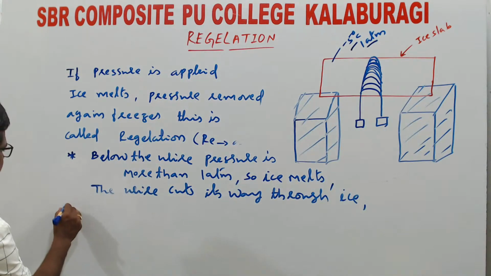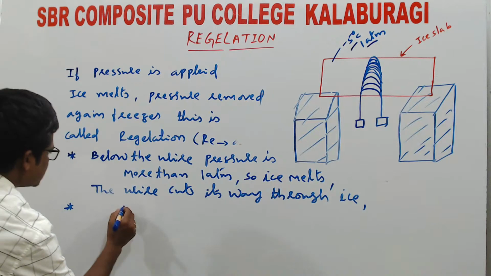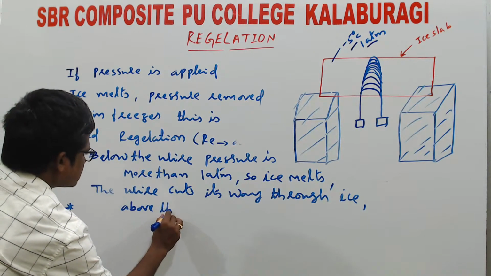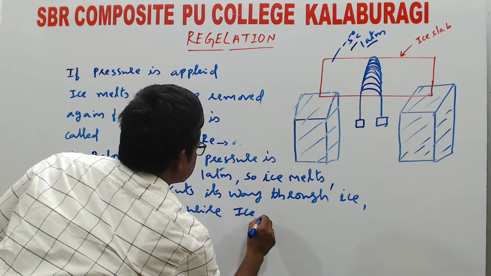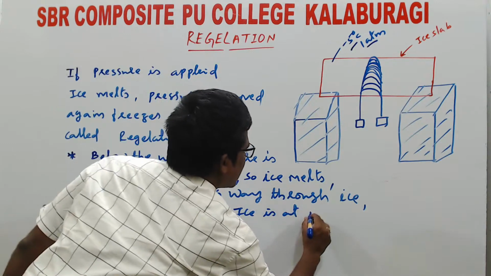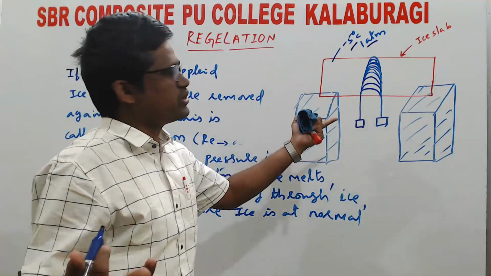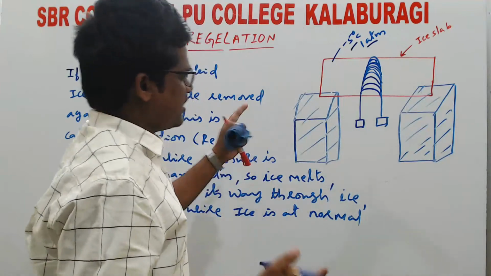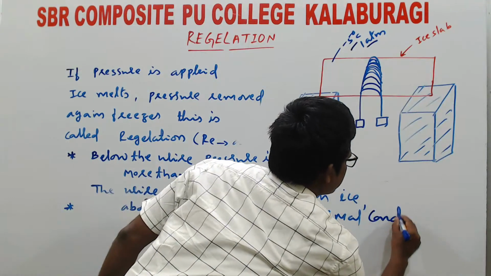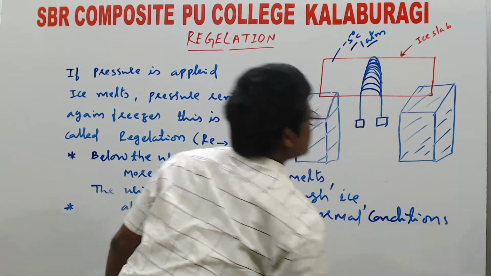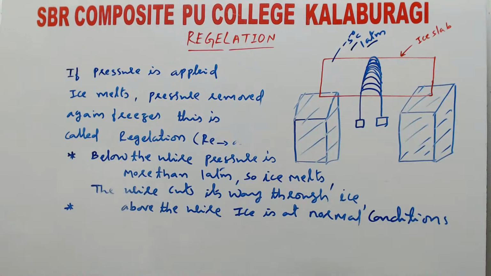Above the wire, ice is at normal condition. Normal means, when ice is there, the temperature is either 0 degrees, minus 5 degrees, minus 2 degrees, whatever. Normal means the pressure is atmospheric pressure, and the temperature is 0 degrees or less than 0. Above the wire, ice is at normal condition.